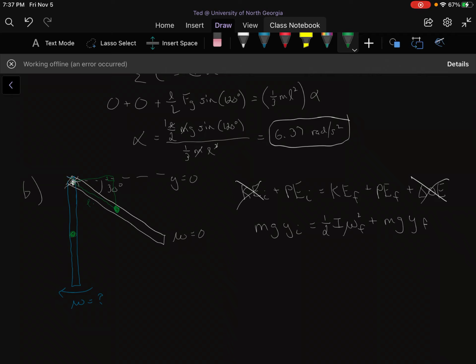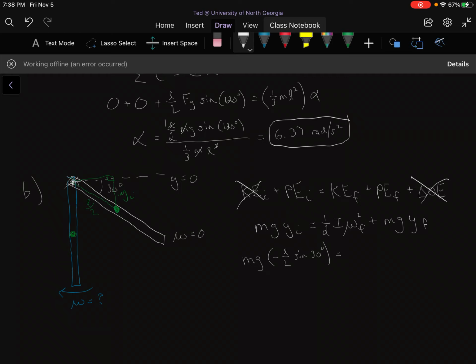And the hypotenuse of that triangle is L over 2. And this side of the triangle is my y initial. Actually, the y initial is negative. That's how far below 0 it is. Well, that's not too hard to figure out. That side of the triangle is the opposite side, so that's the sine. So this gives me mg times negative L over 2 sine of 30 degrees.